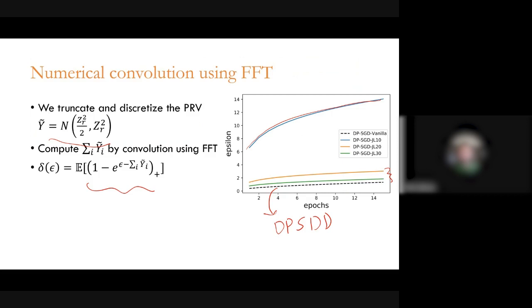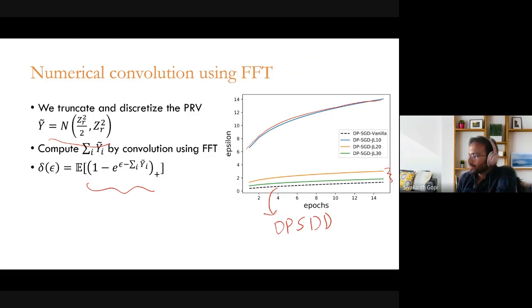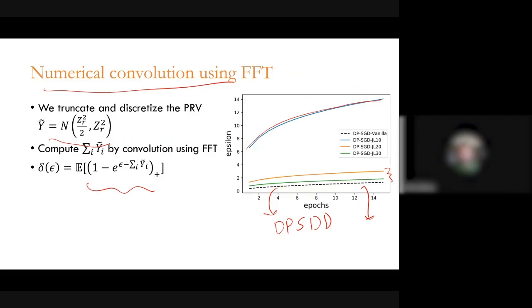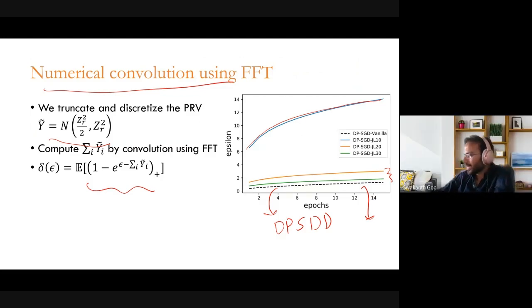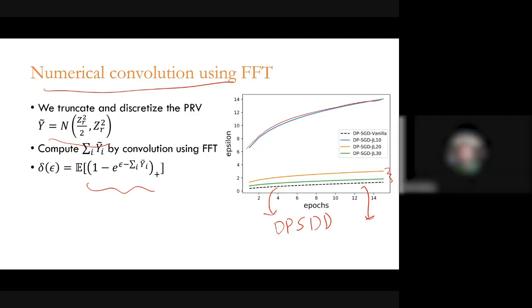Sorry, quick question here. How are you obtaining the curve for the DP-SGD vanilla? This I also computed using this numerical convolution using FFT. Nice, thanks. Yeah, that's because this is more accurate than even moments accounting. Yeah, exactly.